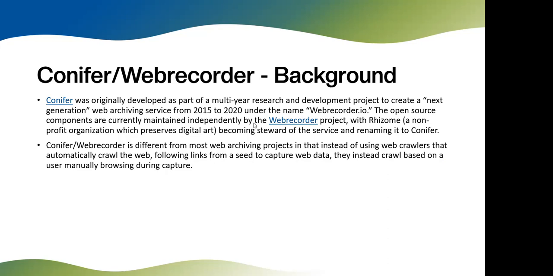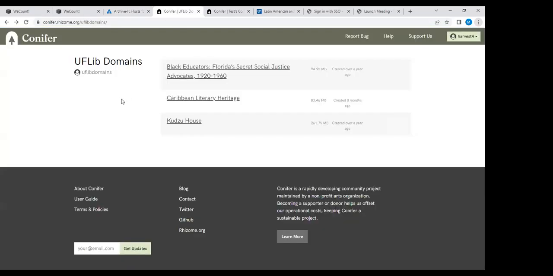Conifer and Webrecorder are different from other web archiving projects and crawlers in that they don't automatically go out and do the crawls. Rather, they use a manual browser-based method of capture, which I will go ahead and share again. So this is the public side of Conifer. It does not have the same extensive public user interface that, for instance, Archive-It has. It's more a page that is given to you, and it can host the websites that you've crawled.